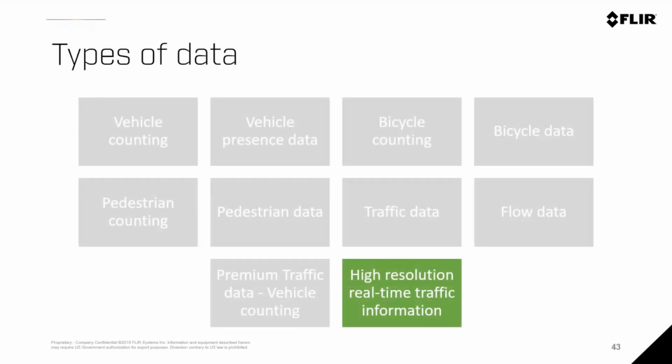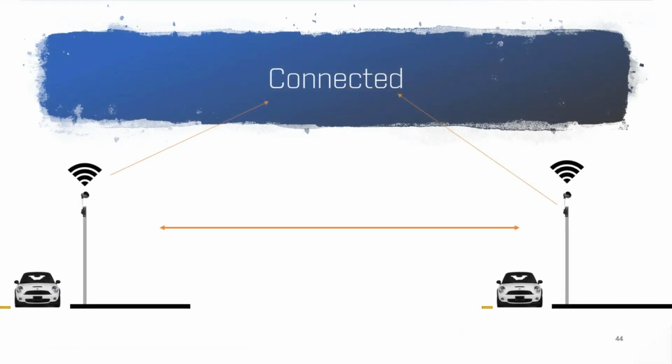Now I want to go to the next architecture, which is in fact the architecture about what I call the connected. And we call this type of data high resolution real-time traffic information. So in this case, we have, in multiple locations in our city, in our region, devices that foremost capture, through Wi-Fi, information of the vehicles passing by, because we're capturing the Wi-Fi from these vehicles, or even pedestrians, or even cyclists.